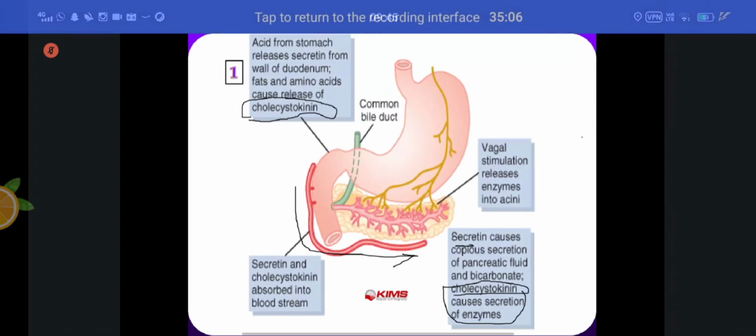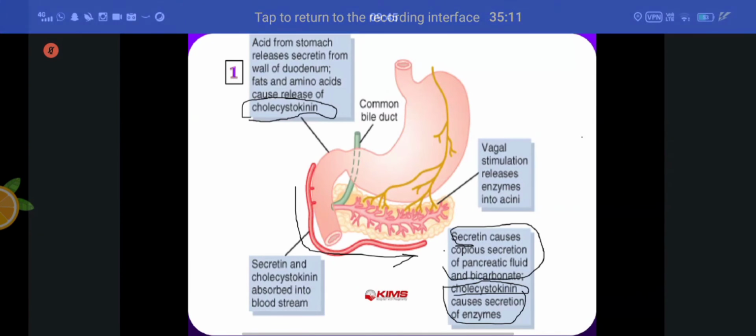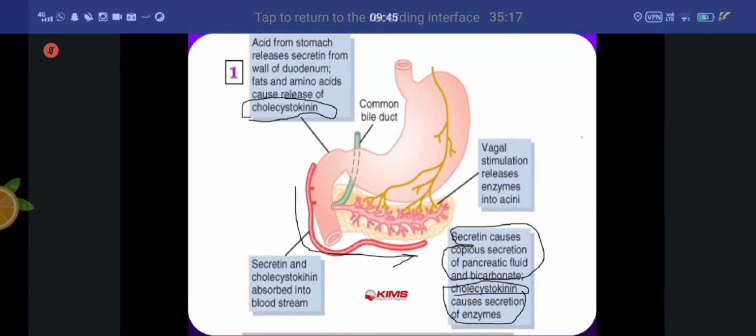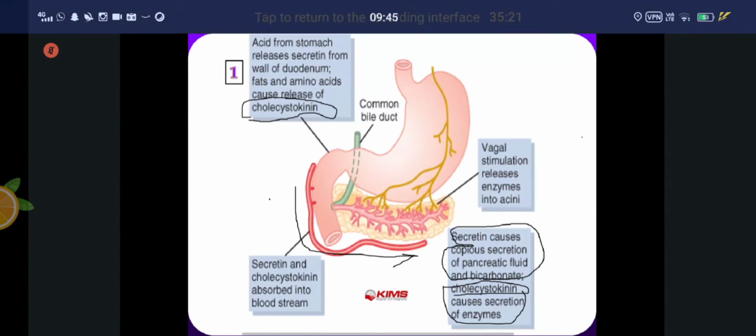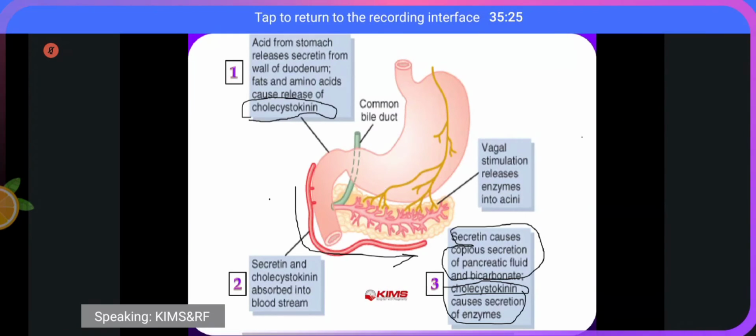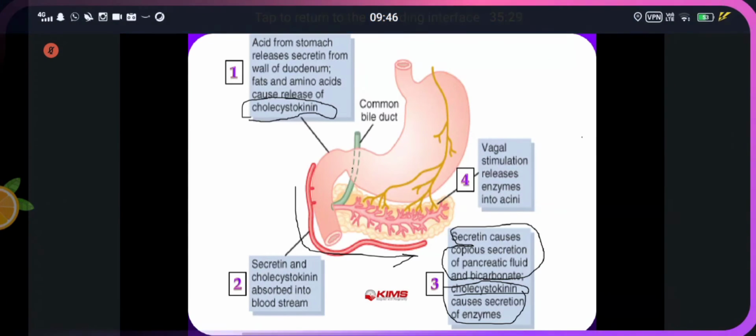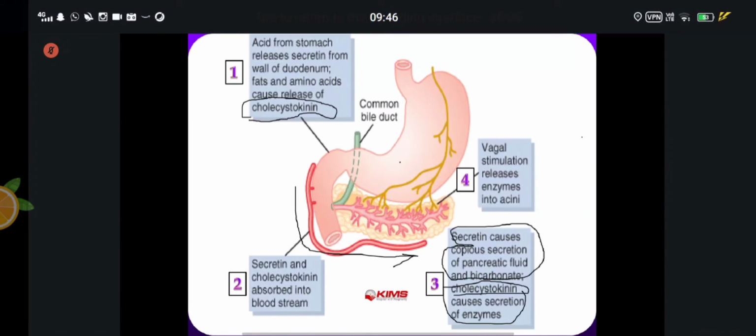Secretin will do a different thing. It causes the production of bicarbonate by acting on the ductal epithelial cells. So they are very much specific in their identities and their functions. And once you clear these two in terms of hormones, then take the neural regulation. That is vagal stimulation releasing enzymes, because the acetylcholine is going to act on the acinar cells.